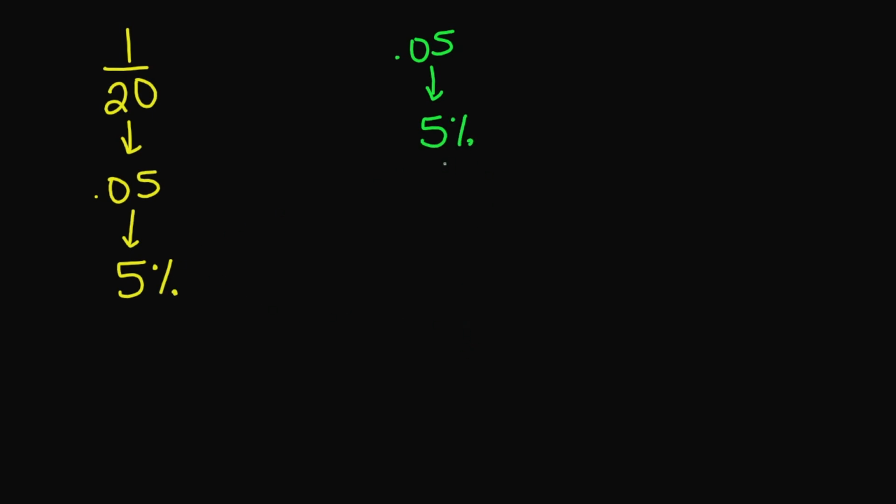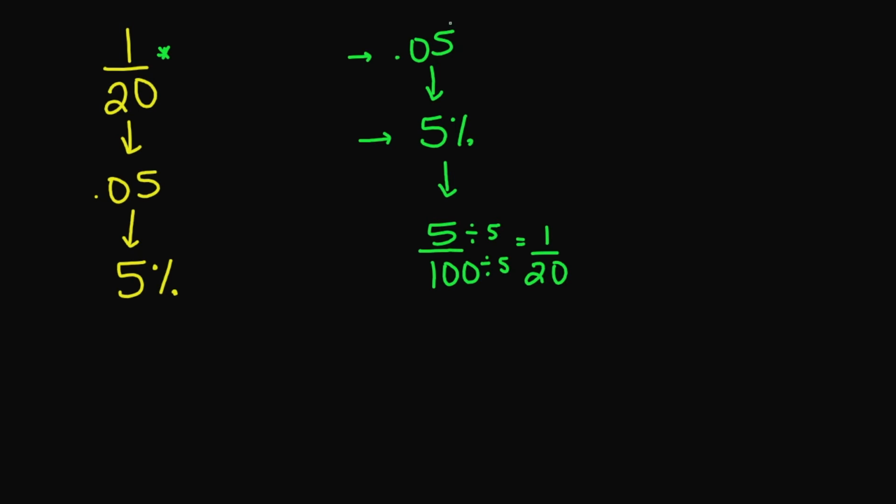Now, if I have my 5%, how do I move my 5% into a fraction? And you can do this 2 ways. You can use your decimal and turn it into a fraction, or your percentage and turn it into a fraction. So since I already have 5% here, this is going to be 5 over 100. And if I simplify my answer, 5 goes into both the 100 and the 5. So my numerator is going to be 1, and my denominator is going to be 20. And this is the same fraction I have here.